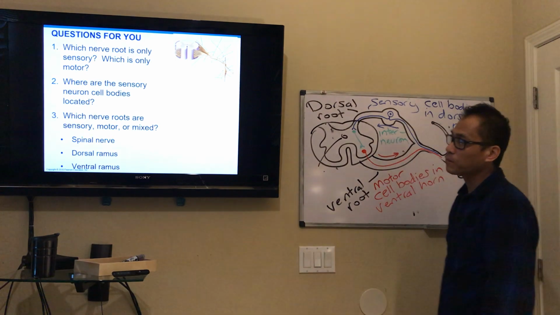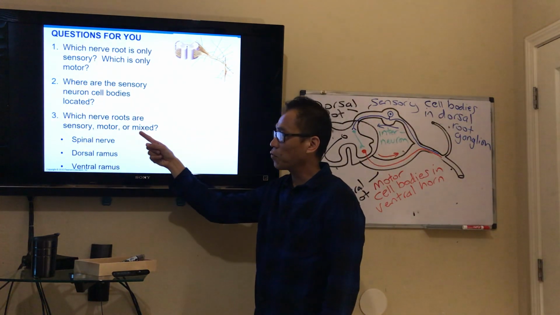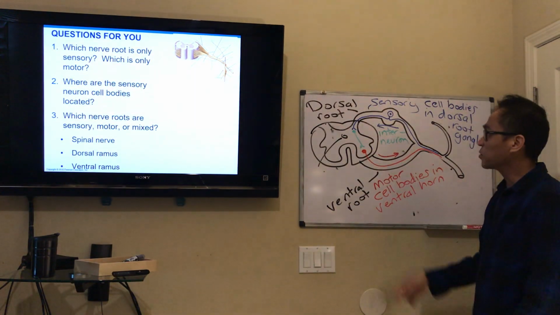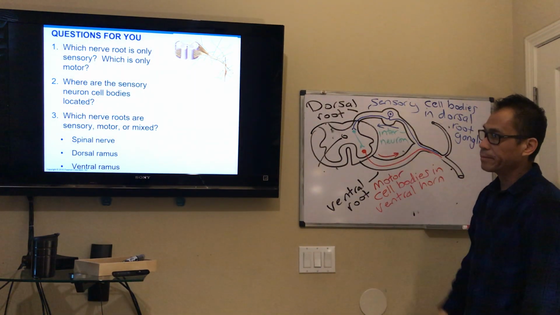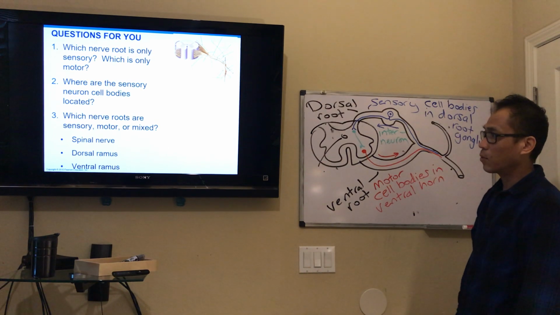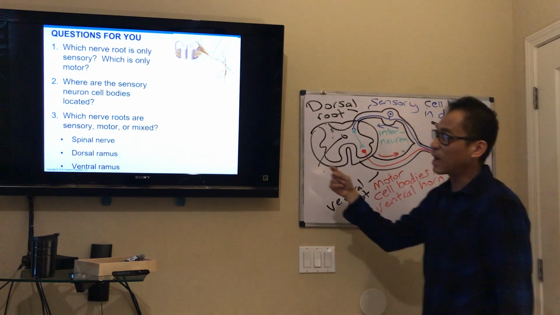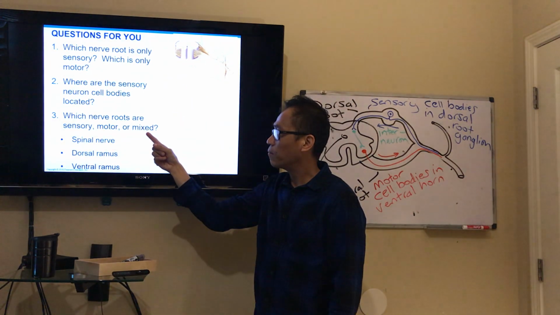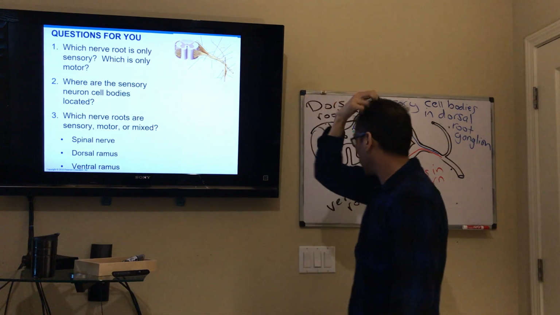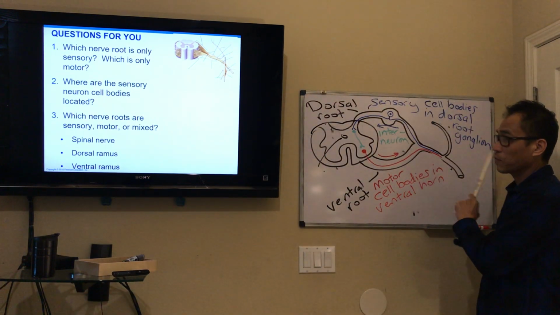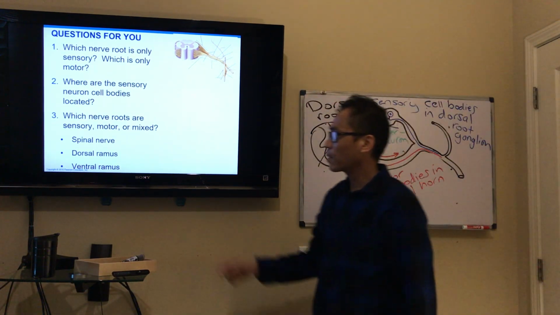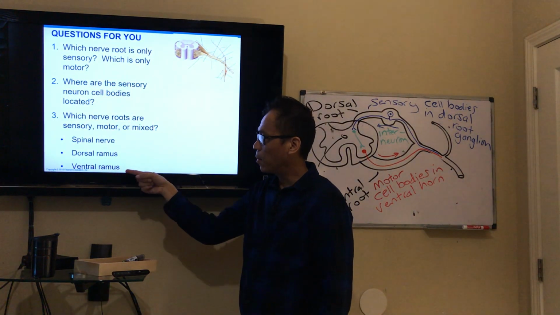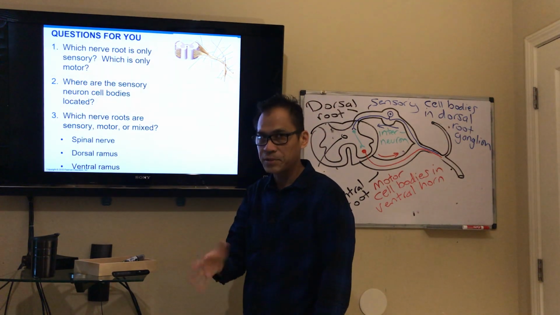Do you know both? Moving on to number 3. Which nerve roots are sensory motor mixed? The nerve root that's strictly sensory, dorsal root. Again, which one is only motor? Ventral root. It's kind of a repeat of number 1, but then mixed. That's spinal nerve, okay? Then, spinal nerve divides into dorsal ramus and ventral ramus. Both of these are also mixed, motor and sensory.